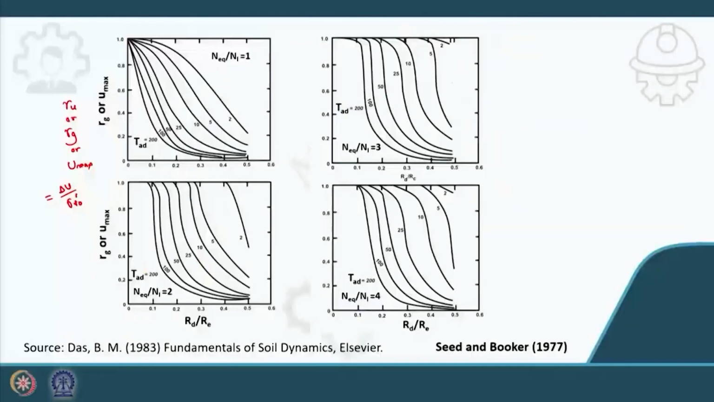So, I have already discussed that in the case of the Seed and Booker approach, it is assumed that the permeability of the stone column is infinite, but actually it is a finite value. Then the stiffness of the stone column, because the stone column is a stiffer material compared to the surrounding soil, was also not considered. And the clogging effect and smear effect were also not considered.